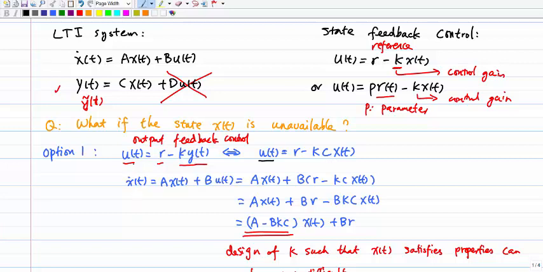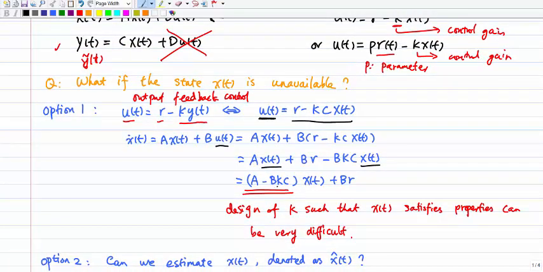If I put this as the control input into the first equation for the linear time invariant system, I have x dot t, which is Axt plus But. Let's replace ut by what we have over here. So we have B times r minus KCxt, which is Axt plus Br minus BKCxt, and we can put together the coefficients of xt. So we have A minus BKC times xt plus Br. Now this problem becomes complex because the design of K can be really complex, as I have B over here and C over here. The design can be hard compared to the previous one, where we only have A minus BK, if you remember. That one is easier to design, and this one is hard to design.